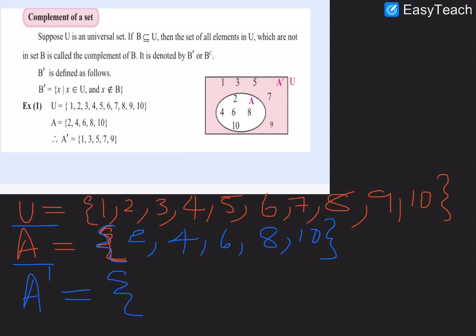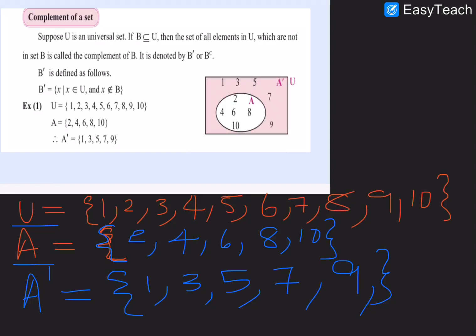So the first element in U is 1, and 1 is not in A, so it will be contained in A complement. Next, 2 is contained in A, so it will not be in A complement. 3 is not in A, so it will be in its complement. Again 4 is in A, so it will not be in the complement. 5 is not in A, so it will be in A complement. 6 is in A, 7 is not in A, so it will be in A complement. 8 is in A, 9 is not in A, so 9 will be in A complement, and 10 is in A. So this set is called A complement, the complement of the set A.